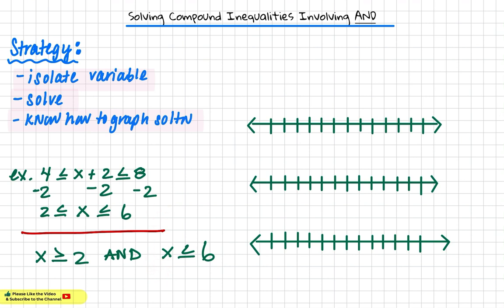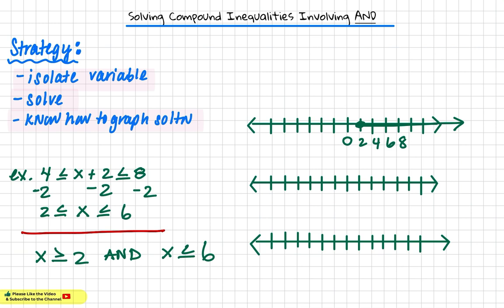So we've done the first part, which is isolate and solve. Now we need to know how to graph. When we are new at this, we need to graph everything individually. So I'm going to start with x is greater than or equal to 2. Let's say we have 0 here, 2 here, 4, 6, 8. x is greater than or equal to 2, so that means we have a filled-in circle. So we'll start at 2, and then everything is going to be going this way.